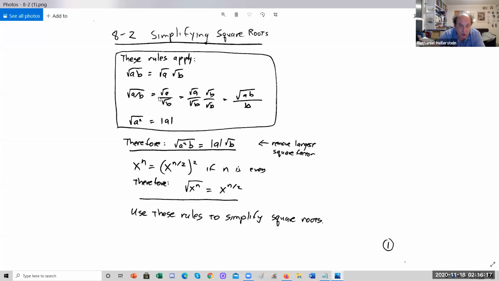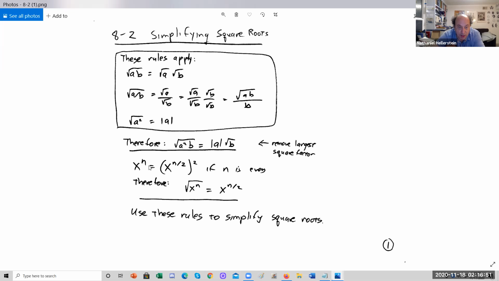Now, in this rule in particular, I was a little bit lax about root times root. A root times a root is b if b is positive. Root of a squared is the absolute value of a, because a negative squares to a positive, and then you get a positive value. If you combine this with this, then the square root of ab is the absolute value of a times root b. So you can remove the largest square factor from inside a square root. That's important in simplifying them.